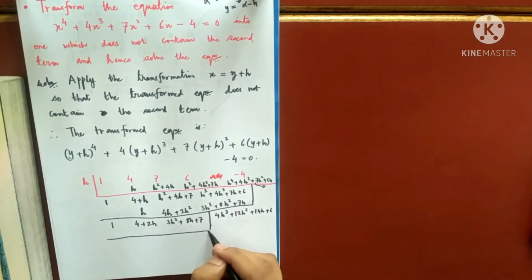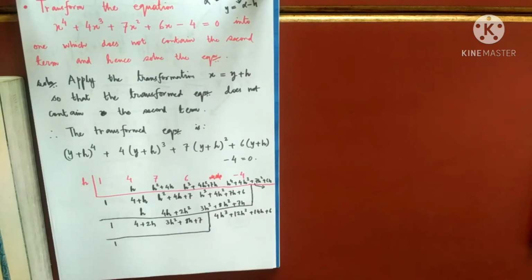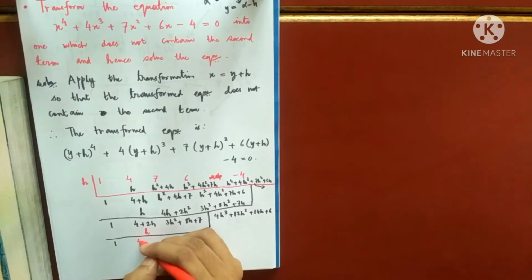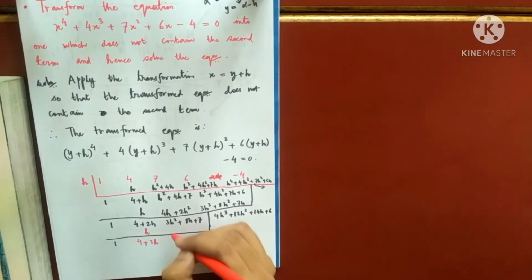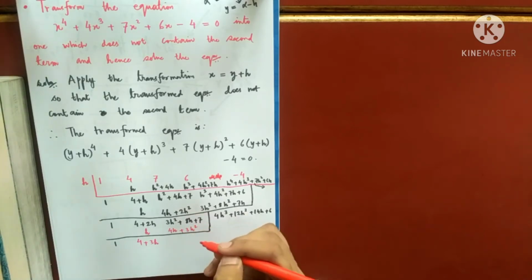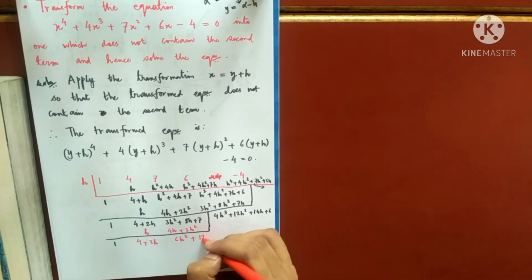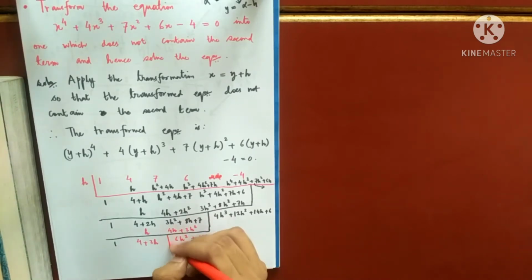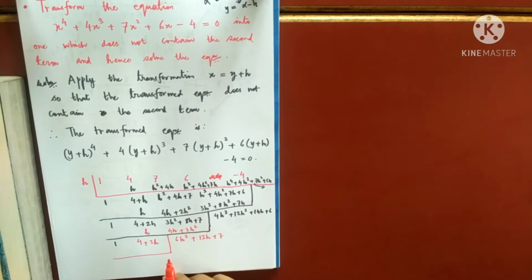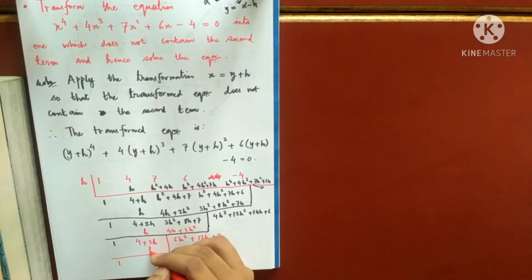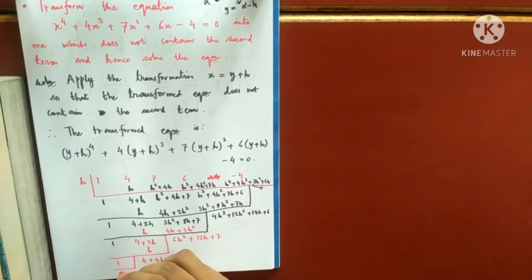Again the remaining ones, 1 remains 1. I'll write it here. So 1 with h is h, 4 plus 3h with h. So 4h plus 3h square. So 3h square, 6h square, 12h plus 7 got removed. So the last one, again 1, I'll write here h. So this will become 4 plus 4h got removed, and lastly 1. So here I have the synthetic division.